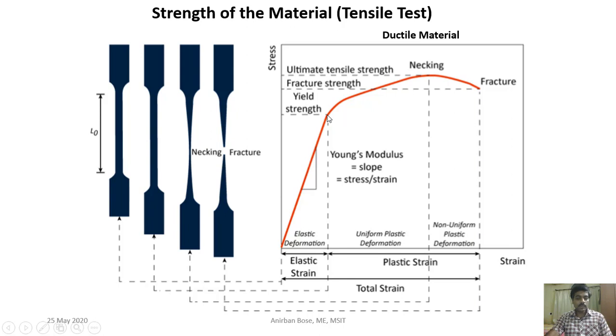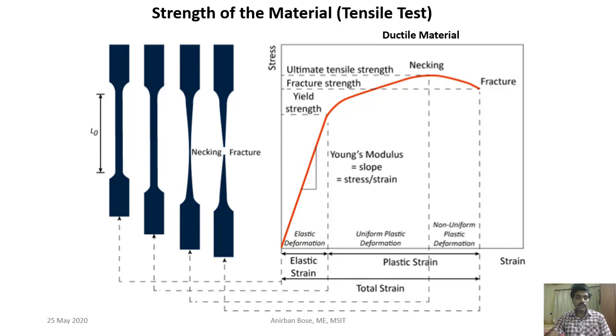That means up to the yield point, the material will behave like an elastic material, but above the yield point it will not behave like an elastic material. That means permanent deformation will occur in the material. So the yield point is a very important point from the point of view of design, and the stress corresponding to the yield point is called the yield strength of the material. This is a specific stress value which indicates that after it, permanent deformation starts in the material.